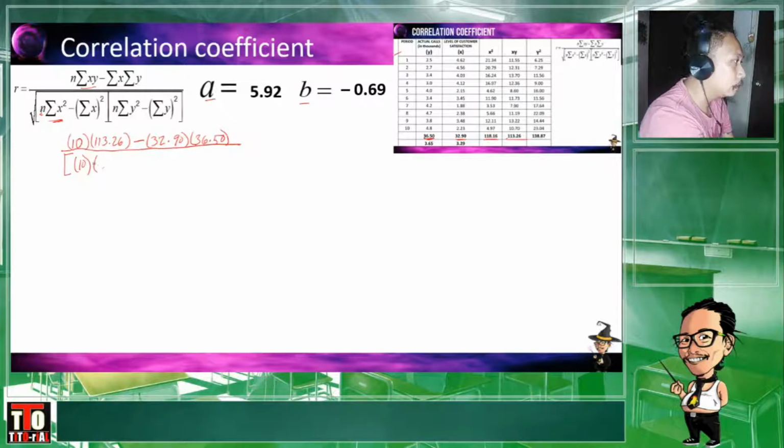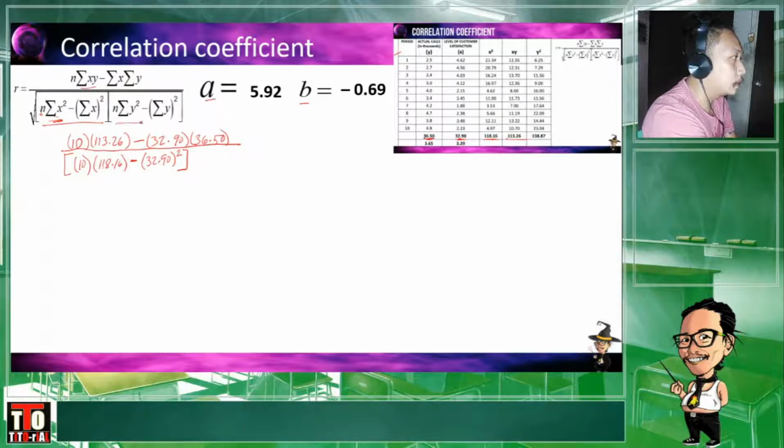118.16. So, 118.16. So, here it is. We now have n, the summation of x squared, minus the summation of x, squared. We need to square the summation of x. So, what will we do there? Let's take the value of x, 32.90, and square it, so raise to the second. Okay, then close the bracket. So, we have completed this part.